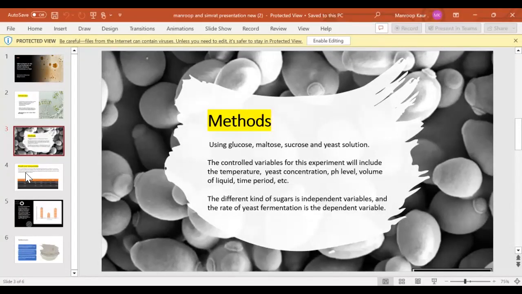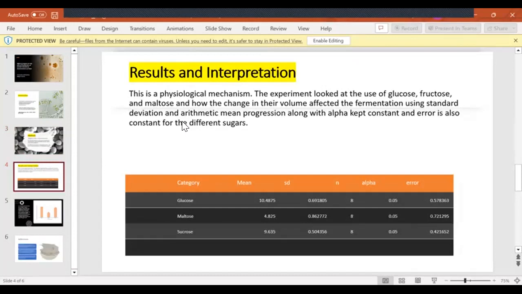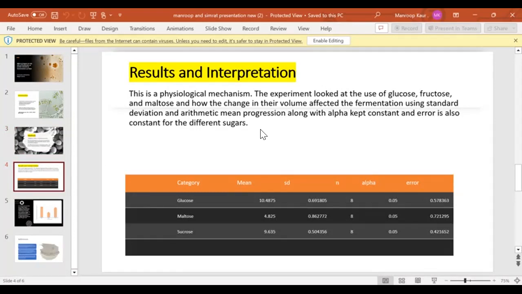So let's move further towards the results. Firstly, I just want to say that this is a physiological mechanism, not an environmental one, in which we have looked at the uses of glucose, fructose, and maltose, and how they have affected the change in the volume. And we use the standard deviation method and the mean progression, that is the CI method, where we kept the constant, as well as the sample size, which is kept at 8.